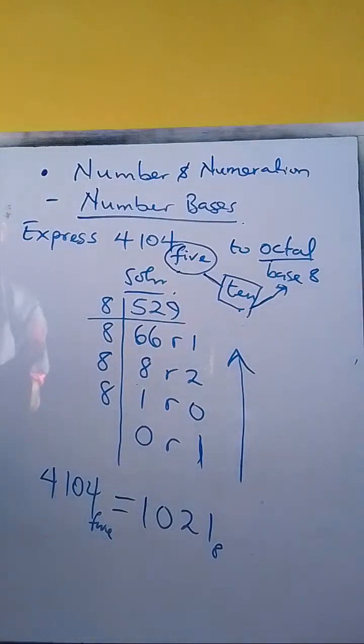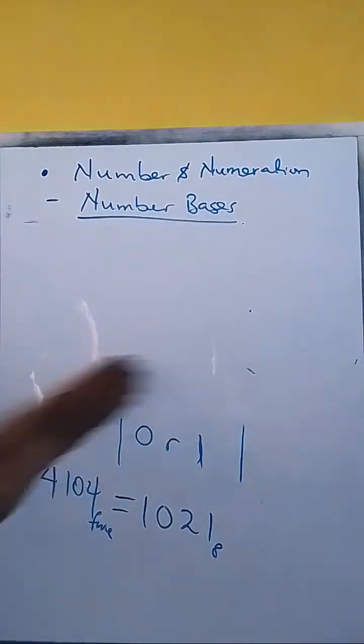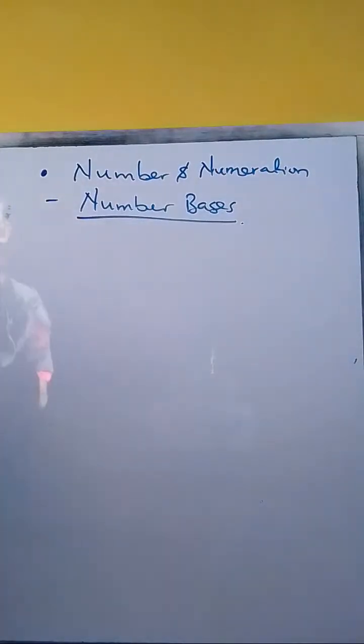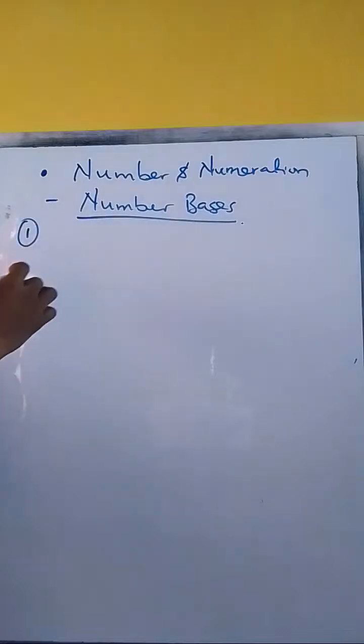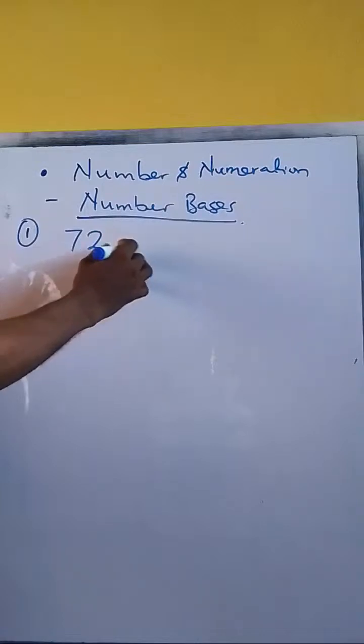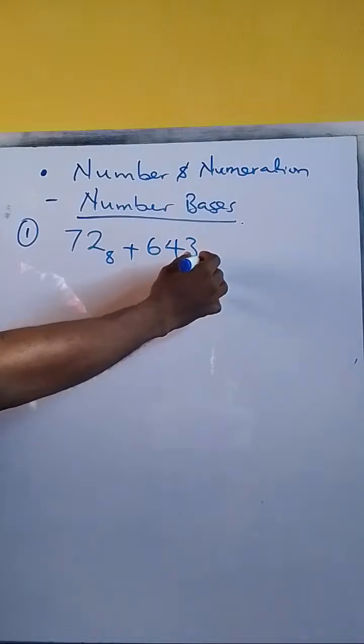Now, before we round up in this class, also still on number bases, let's look at some basic operations there. Today, let's look at addition and subtraction. I will give us just two questions, one per operation. For the first one, we have to evaluate 72 base 8 plus 643 base 8.